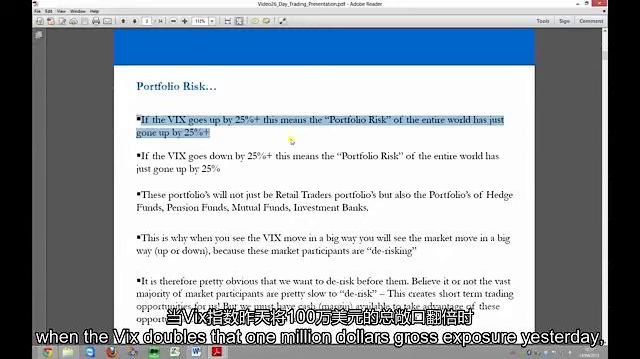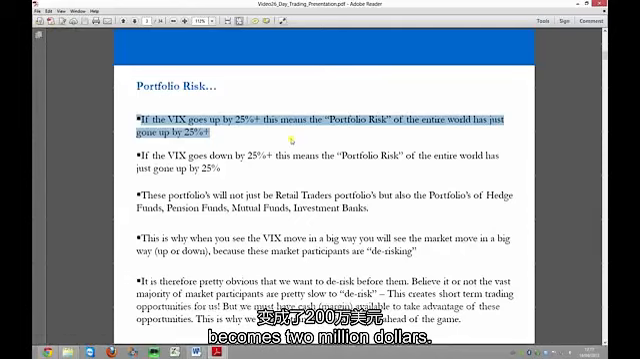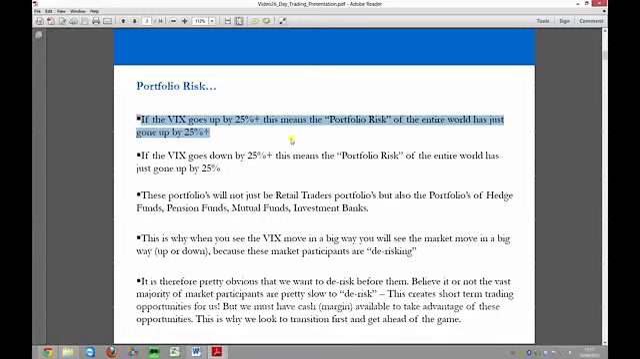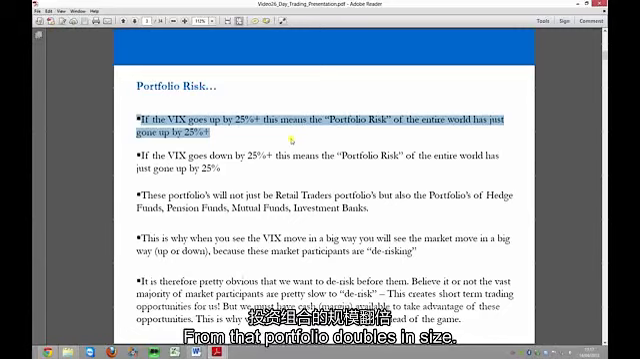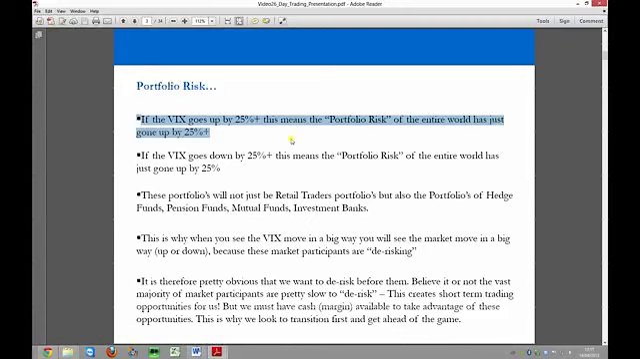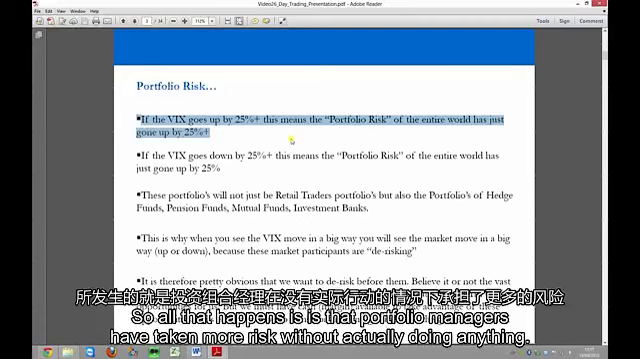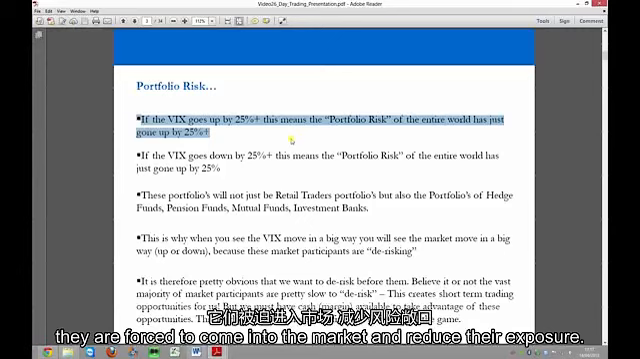When the VIX doubles, that $1 million gross exposure yesterday, whether we like it or not, becomes $2 million, because the P&L move from that portfolio doubles in size. So all that happens is that portfolio managers have taken more risk without actually doing anything. Therefore, they're forced to come into the market and reduce their exposure.